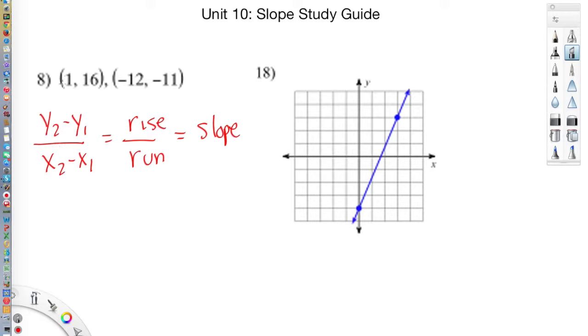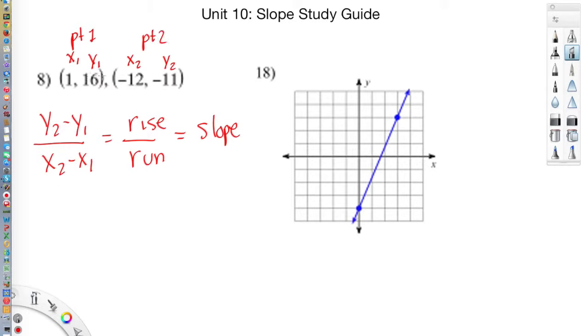Okay, and where do we get these values from? Well, this would be our first x value, this would be our first y value, this would be our second x value, and this would be our second y value. Why is that? Because this is point 1 and this is point 2.